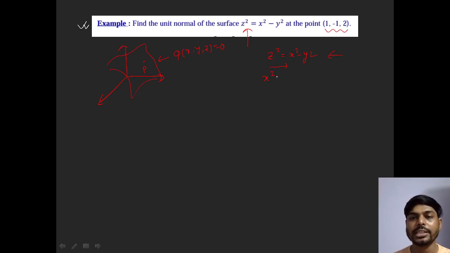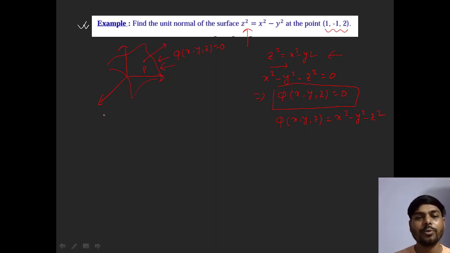We will get that x square minus y square minus z square is equal to 0, which is nothing but, right now we can say, phi xyz is equal to 0. So this is the equation of this given surface, where phi xyz is basically x square minus y square minus z square. At the point P, you have to find out the normal first.